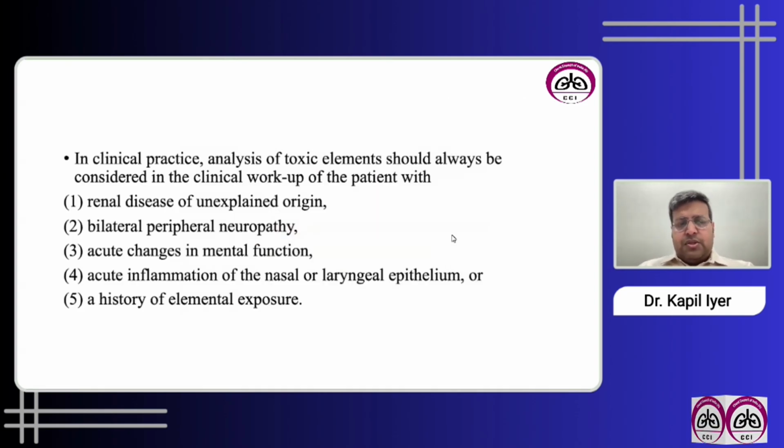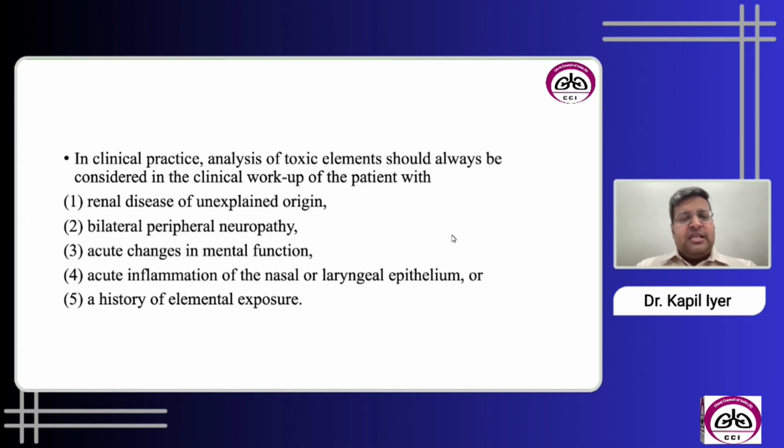I also found this online, which very quickly gives when exactly in clinical practice an analysis of toxic elements should be considered. Obviously, if you look at point number 5, this depends on your history. So if you do have a history of elemental exposure, plus certain combinations of clinical presentation, that is when you need to have a very high suspicion of heavy metal exposure and disease.